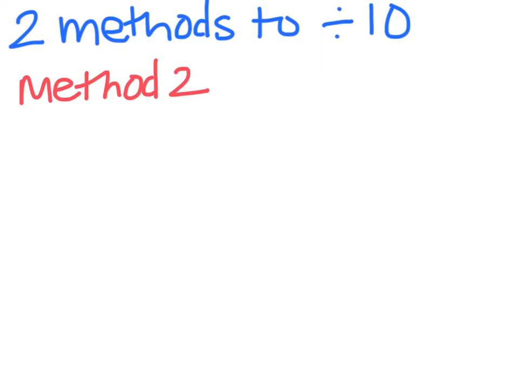Method 2 uses the standard long division setup that I learned as an elementary school student. The problem is set up like this. You start with an L-shaped division sign. Your divisor, the number you're dividing by, goes on the outside. And your dividend, the number that you're dividing into, goes under the L. So we have 180 divided by 20.